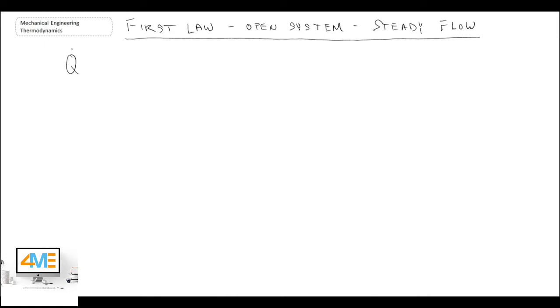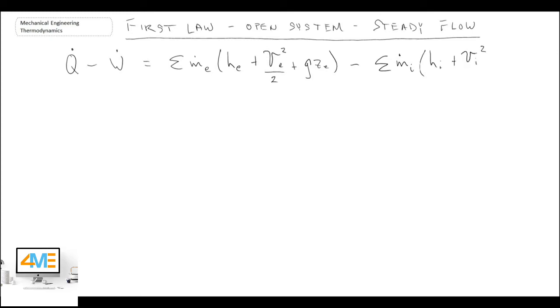So the form of the equation, we have heat transfer minus work, and we have the over dot to denote a rate. And then on the right-hand side of the equation, we have mass flux leaving the system multiplied by three terms. We'll have the enthalpy, the kinetic energy, and the potential energy. And then we subtract the sum of all mass streams entering our control volume. So that is the first law for an open system steady flow.